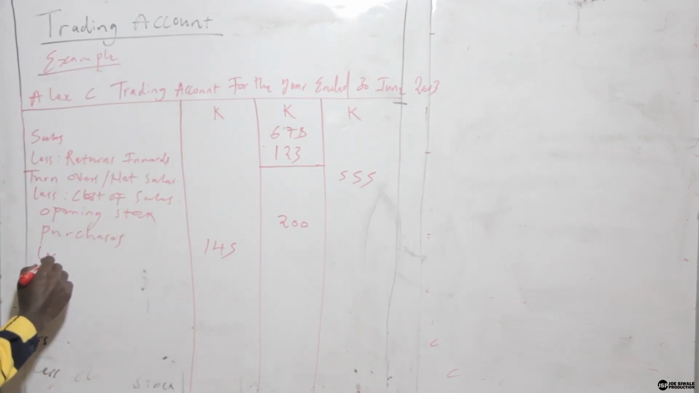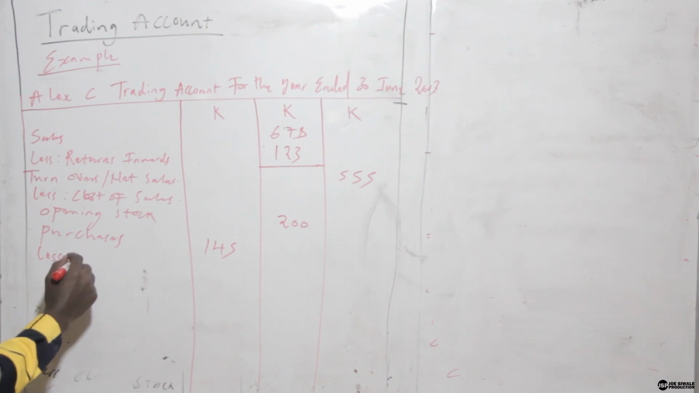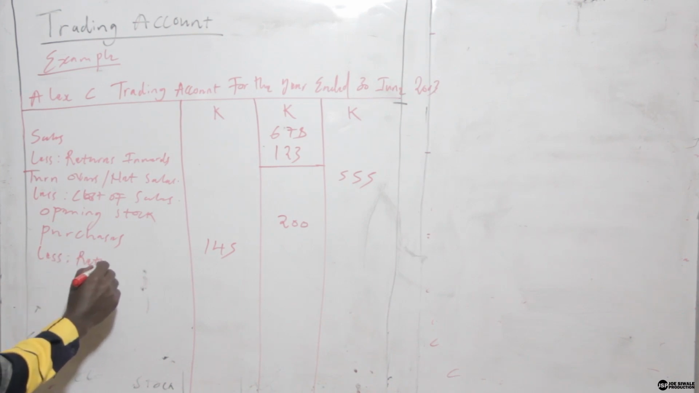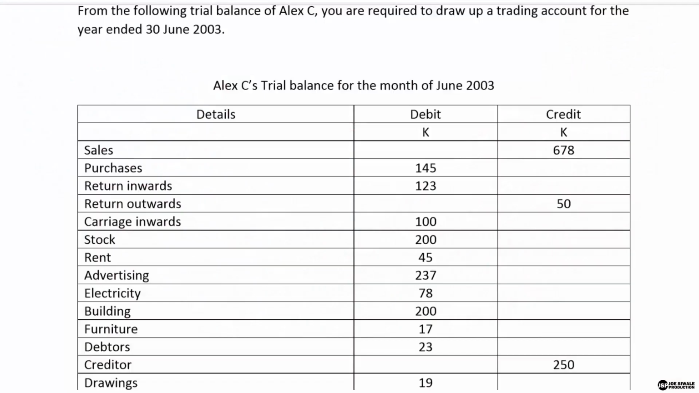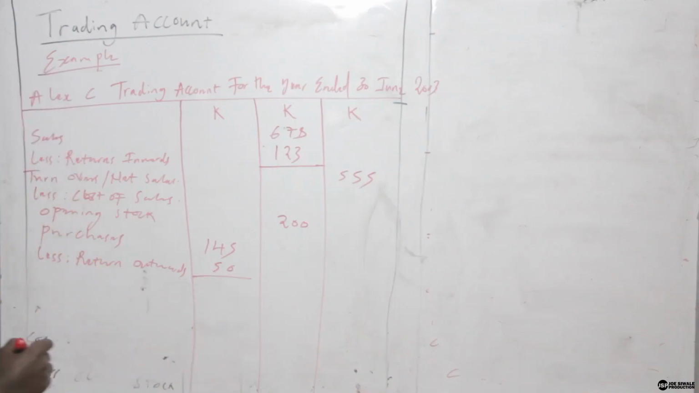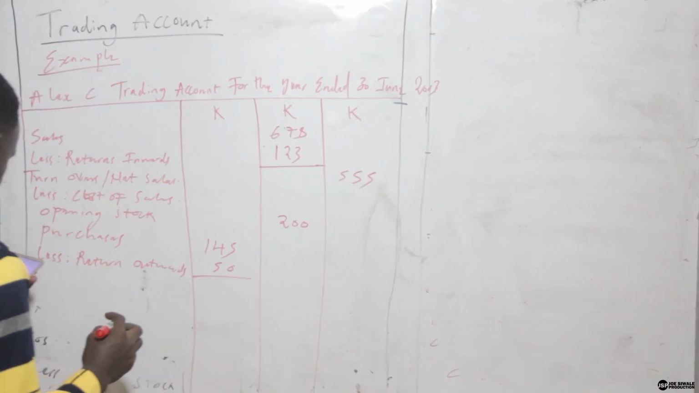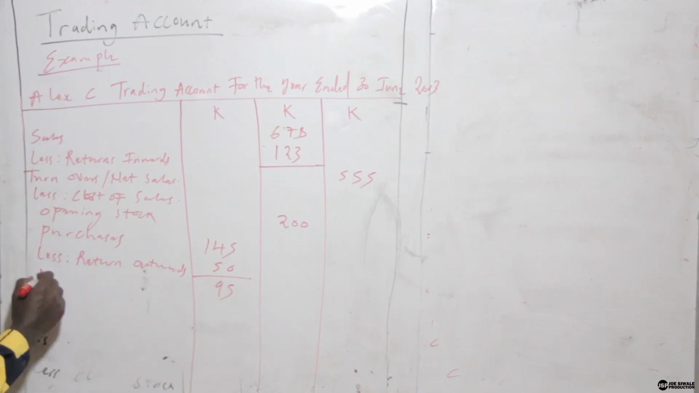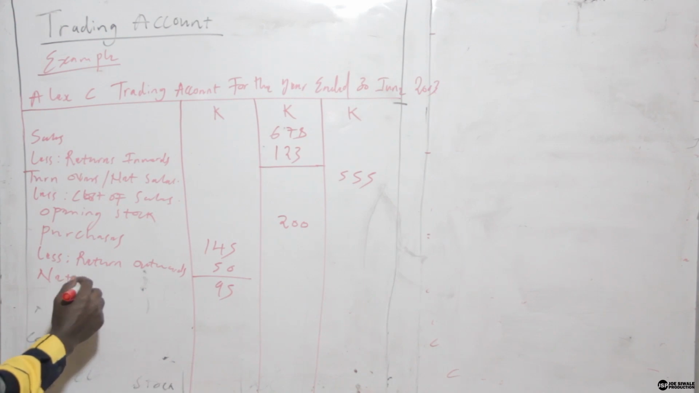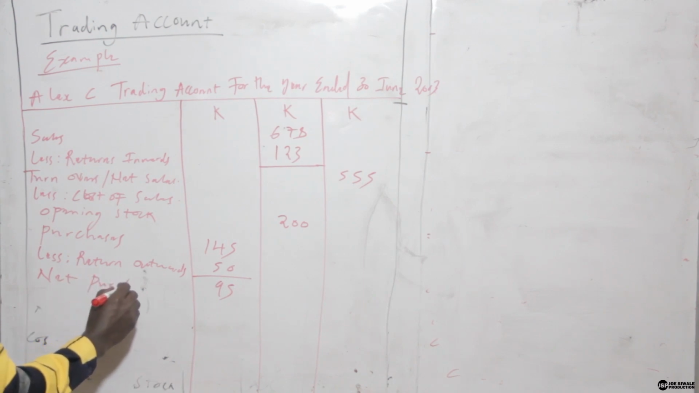So we're going to say less returns outwards. And our returns outwards there, we are having 50. So we're going to say 145 minus 50, we're going to have 95. And that's going to be called net purchases.